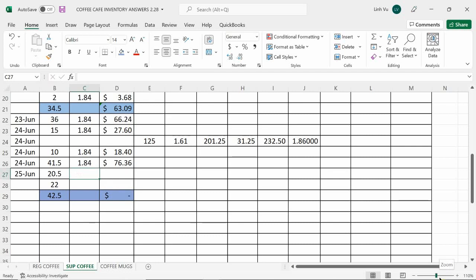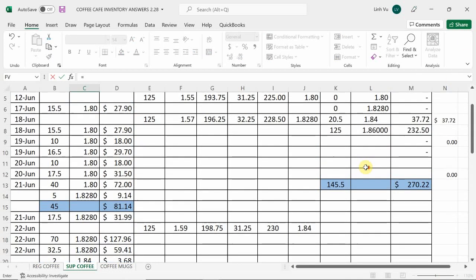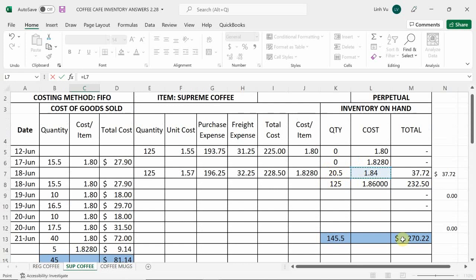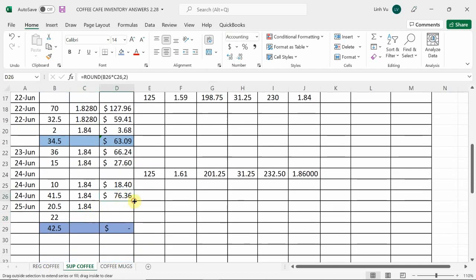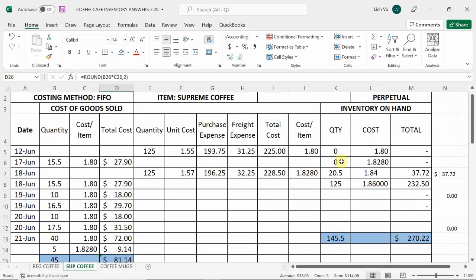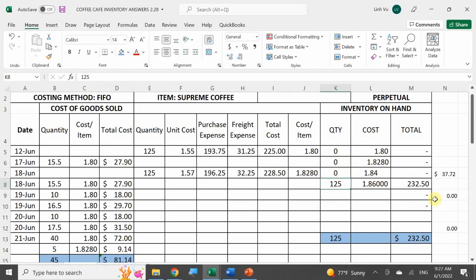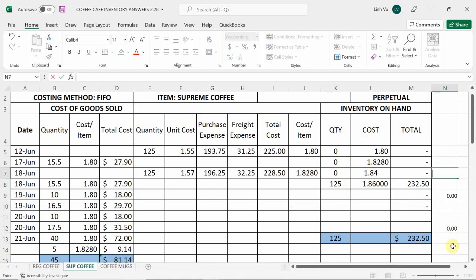In this case, we already know that this 20.5 pounds is at $1.84, and right now that's giving me a total of $37.72. So that's what I currently have right now, because I got rid of these right here. So that means I have nothing there. Then let's see, I have one more batch of inventory, and that is for the $232.50.